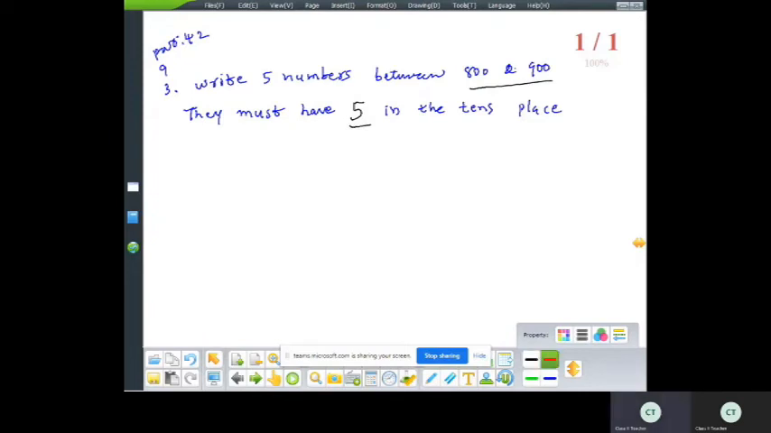They have given one number, that is 856. Yes, here look at the place values 1, 10, 100. The digit 5 is in the tens place. We have to write the remaining numbers.